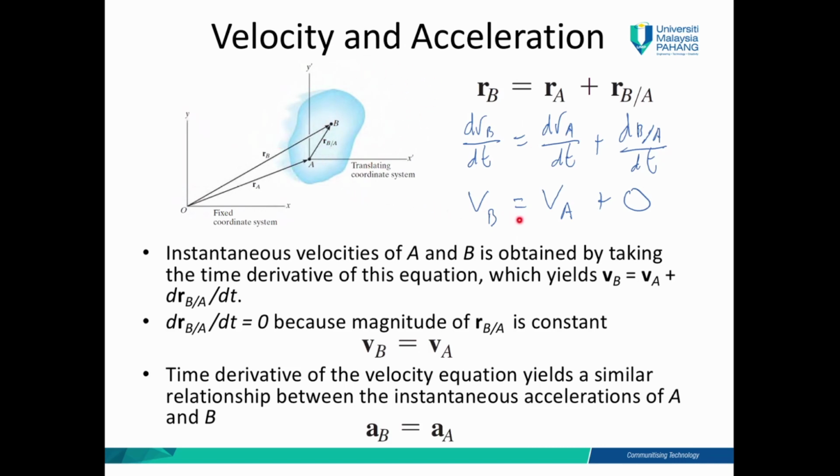And well, if you follow through, if you want to find the acceleration, you take the time derivative again for V_B and V_A, and you will get A_B is equal to A_A. So similar to velocity, if the acceleration of B is, for example, 1 meter per second squared, A should have the same acceleration of 1 meter per second squared if it's a rigid body and it is moving in translation. So quite simple.